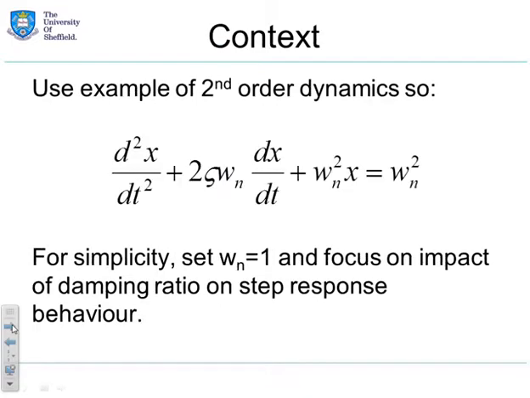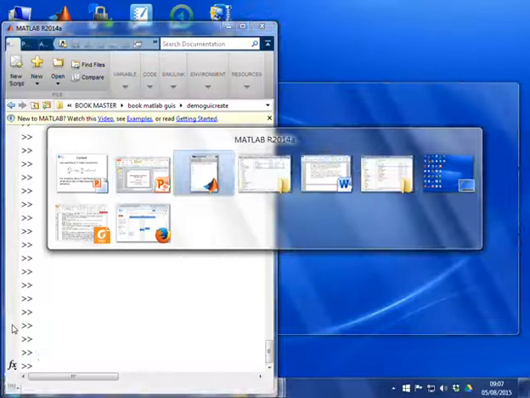So finally, what context are we going to use? We're going to look at an example of second order dynamics. Keep it simple. There's a standard second order equation, and we're going to look at how the step response behavior changes as you change the damping ratio. Let's go to MATLAB then and see how this is going to work.